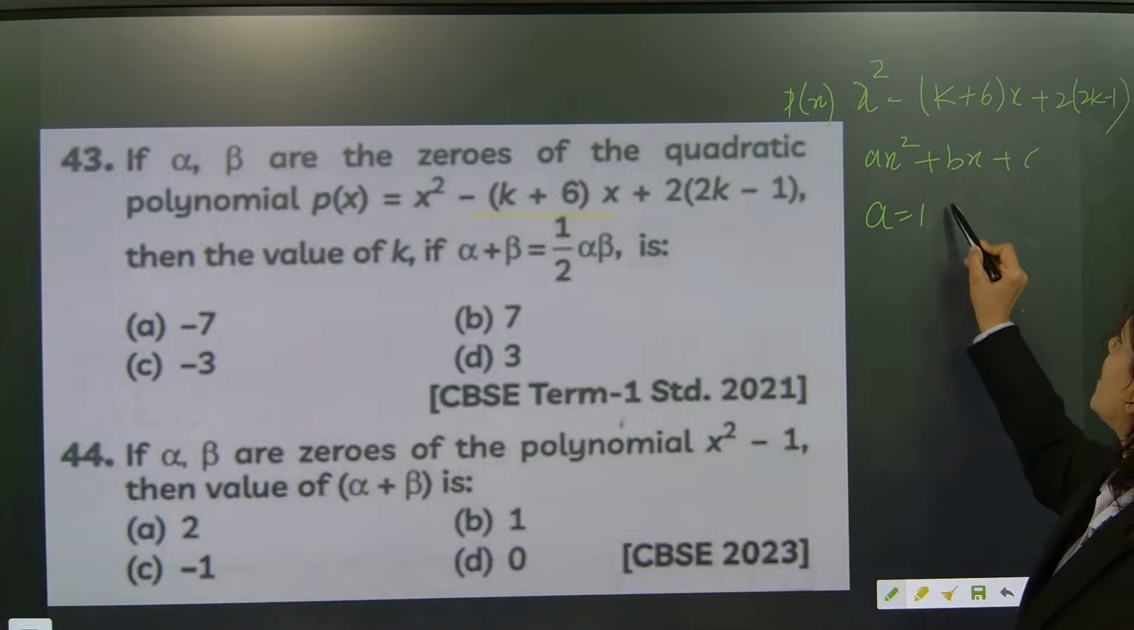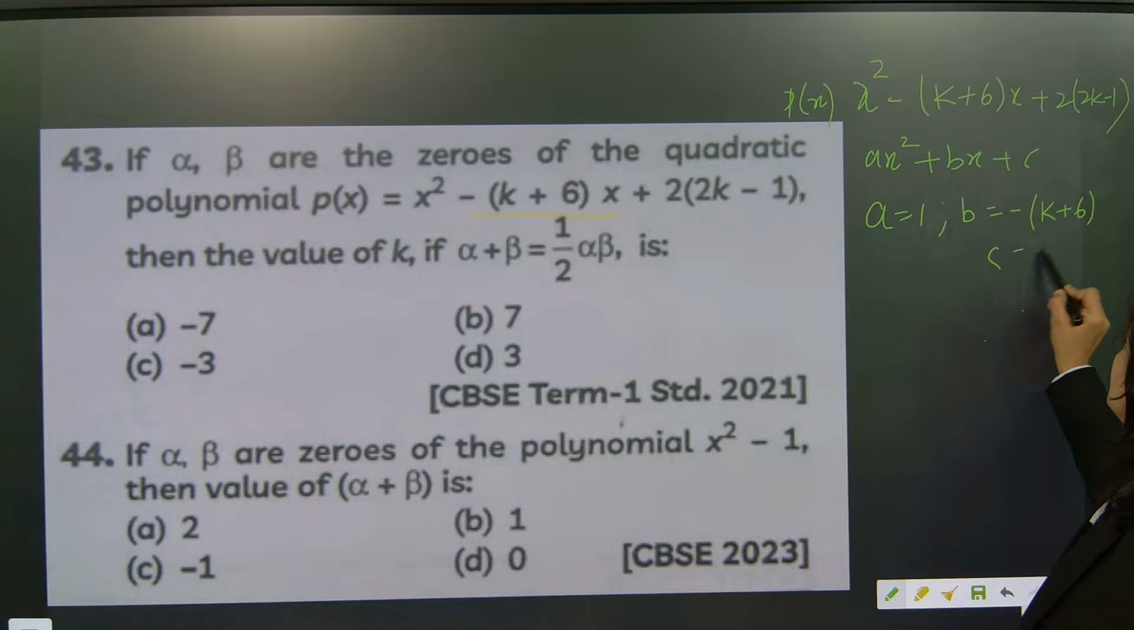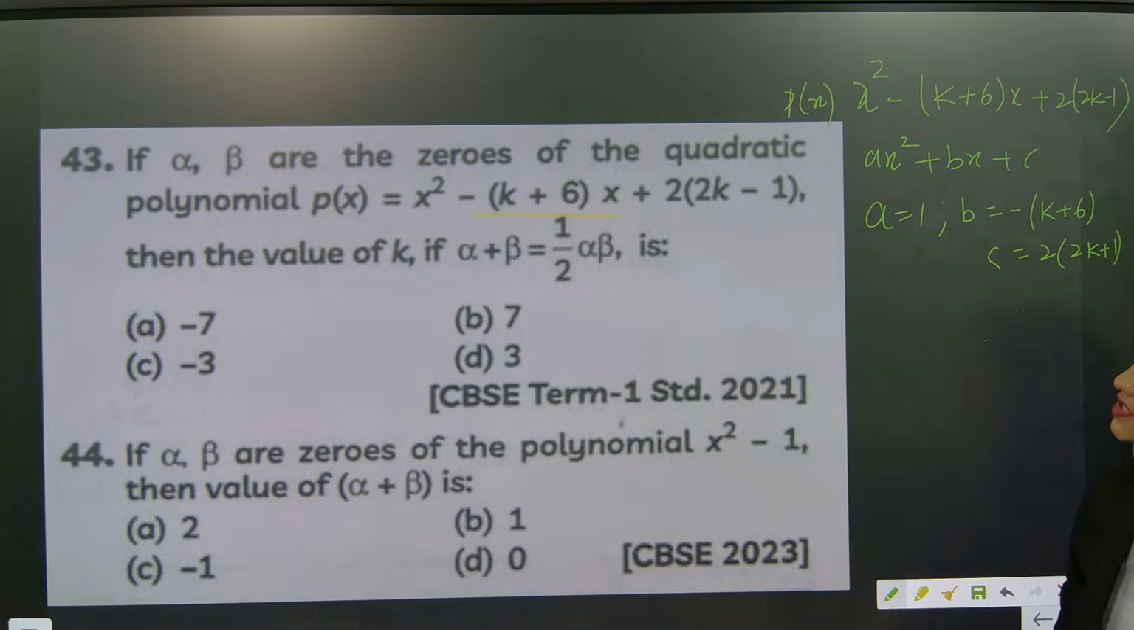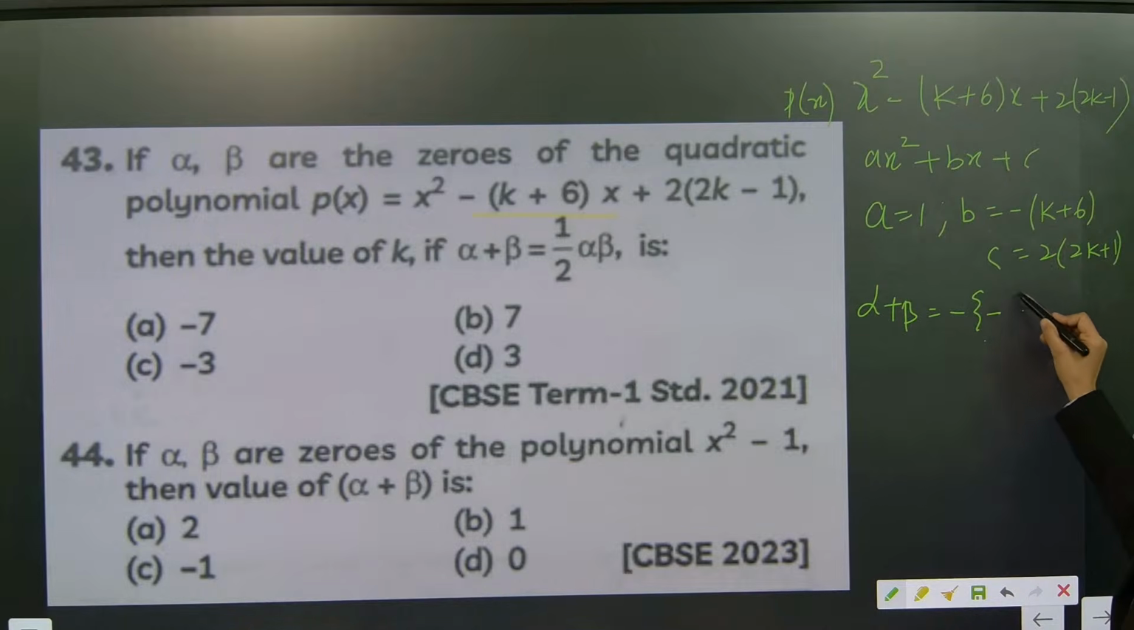A is equal to 1. What is b? Minus (k plus 6). What is c? 2k plus 1. Till you are done? Now beta, what is given here is alpha plus beta. What is alpha plus beta? Minus of minus (k plus 6) by 1. So it will become k plus 6.